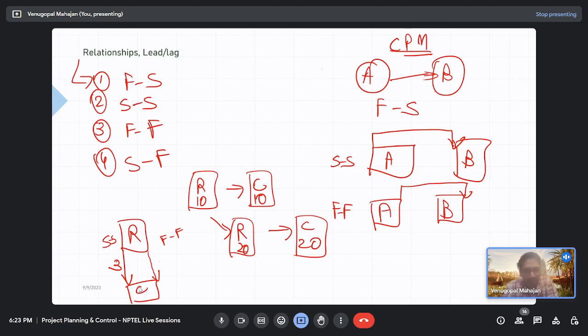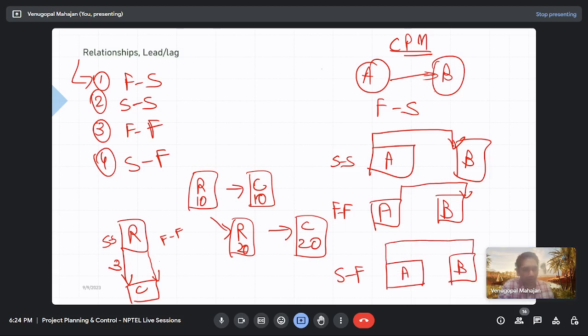So that was a start to start and finish to finish. What about a start to finish relationship? We discussed this over time, I guess, week 3 or week 4. Start to finish relationship. Let me draw it out for you first. So activity B can only finish after activity A starts. Activity B can only finish after activity A starts.